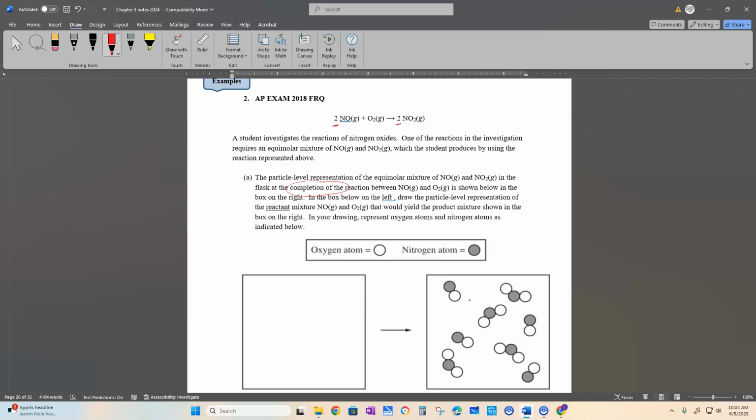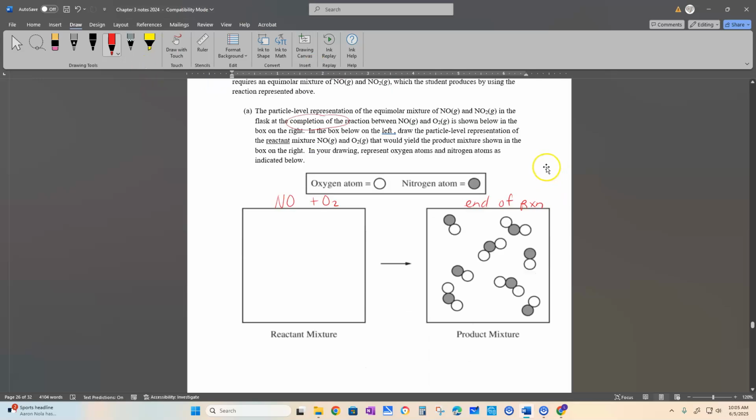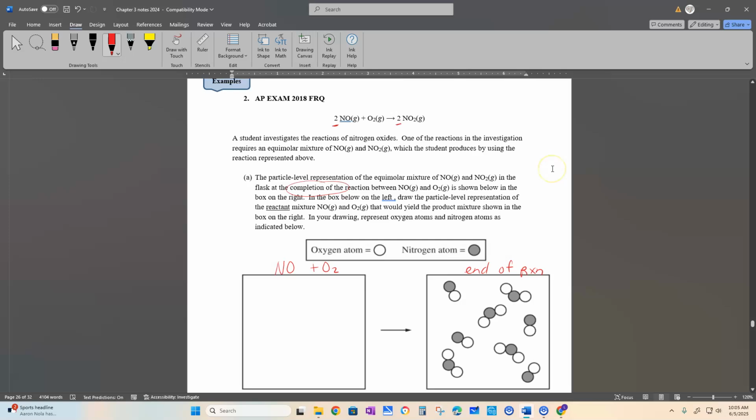In the box below on the left, draw the particle level representation of the reactants. So this is going to be our reactants, and this is our, I'm going to say end of reaction. I'm not going to say the word products. Oops, reaction. And you can abbreviate the word reaction. Draw the particle level representation of NO and O2 that would yield the product mixture shown on the right. So let's look at what's first in the right.